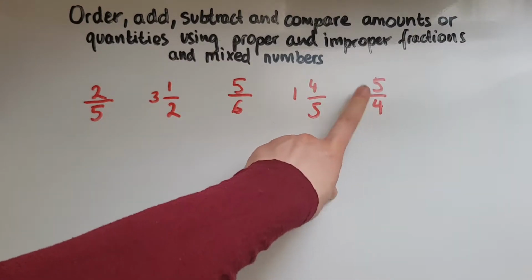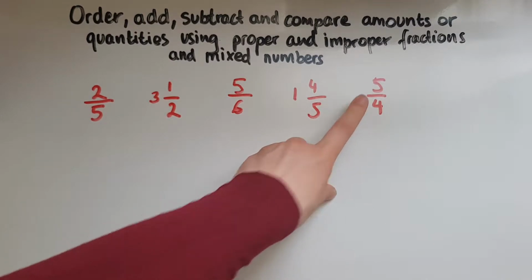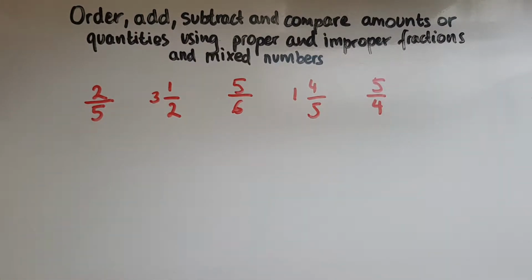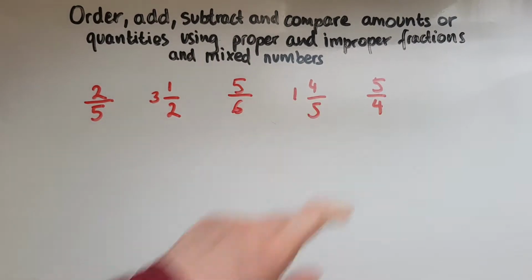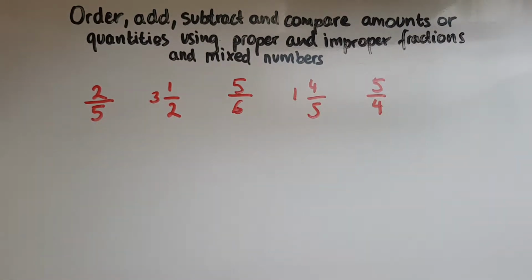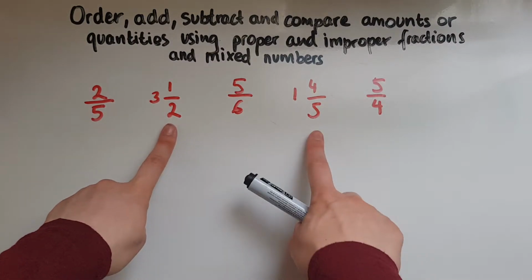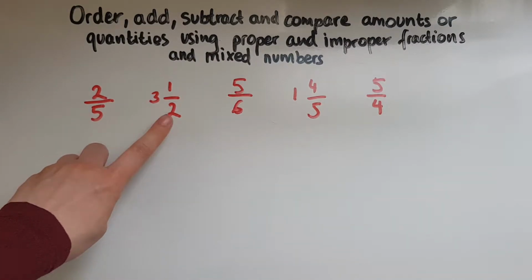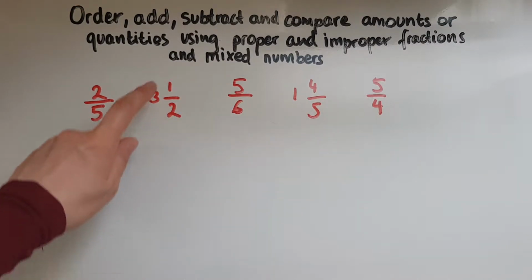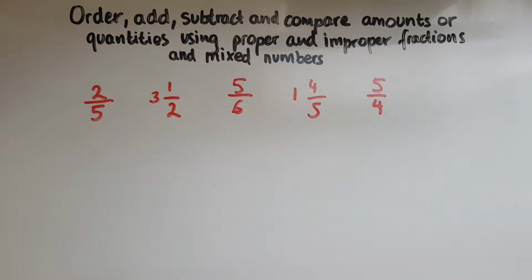And 5/4 though is an improper fraction because 5 is greater than the 4, suggesting that we're going to have more than a whole. And these two are called mixed numbers because they are a mixture of whole numbers and fractions. So 3 and 1/2, 1 and 4/5.